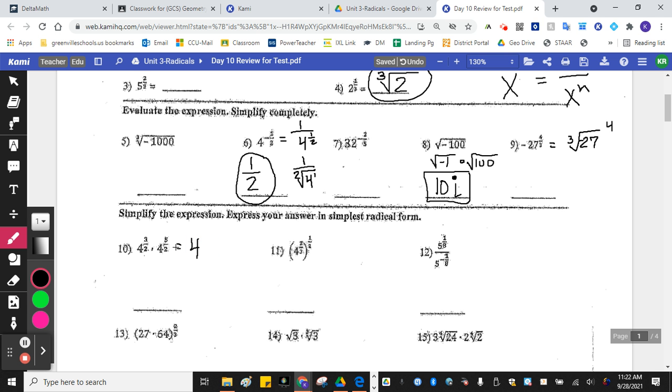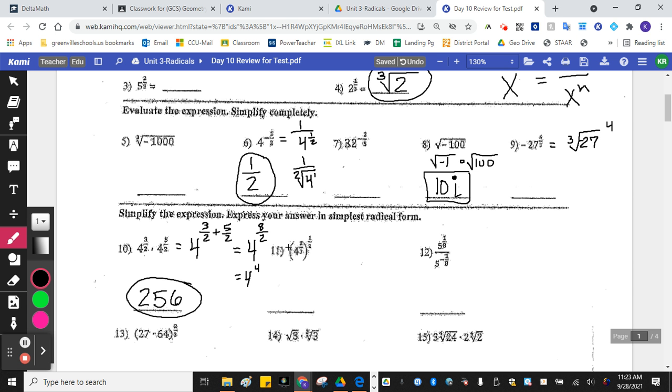So I add my exponents. I'm going to add 3/2 plus 5/2. So I will get 8/2. 3 plus 5 is 8. 8 divided by 2 is 4. So 4 to the 4th power. What is 4 times 4 times 4 times 4? 256, in a calculator? Mental math. 16 times 16. I was doing it in my head. I did 4 times 4, 16.